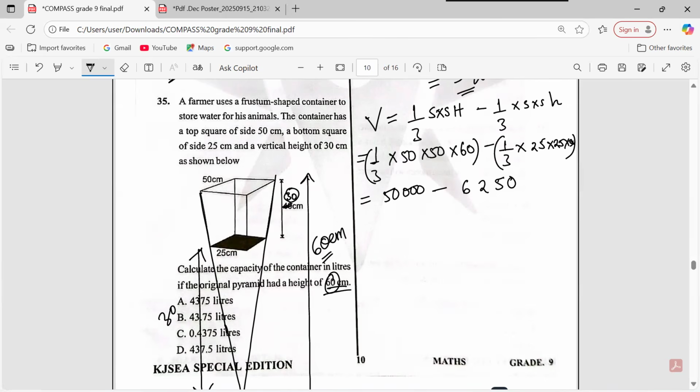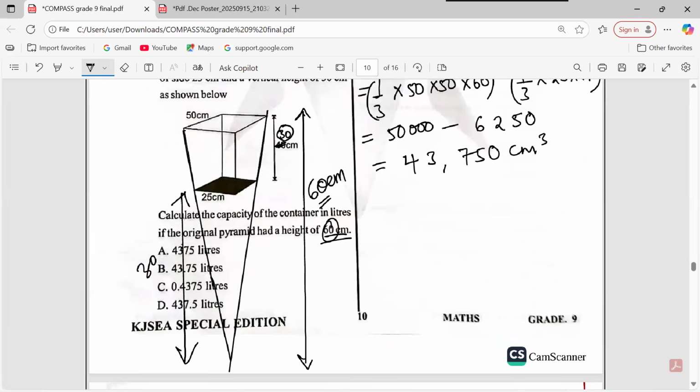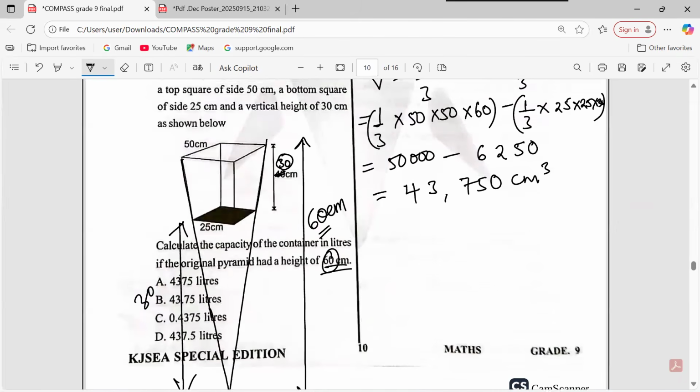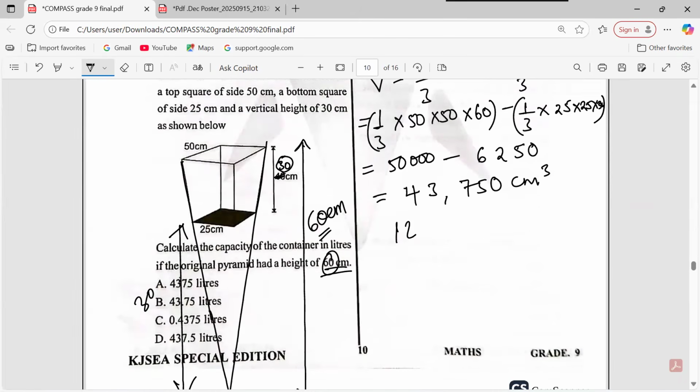Excuse me. So we can now talk about 50,000 minus this value, giving us 43,750 cubic centimeters. Then now, after getting this one as volume, we can talk about capacity. We are now converting cubic centimeters to liters. We will say that 1 liter is equivalent to 1,000 cubic centimeters.